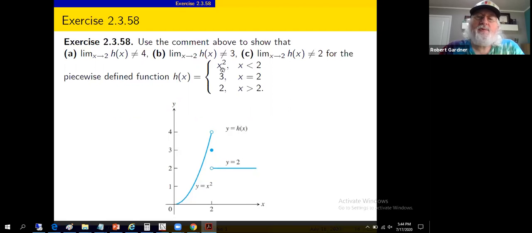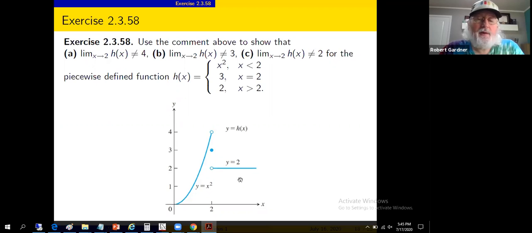We get y equals x squared when x is less than 2. Okay, it looks like they've taken the domain to be 0 and greater. We get a parabola over here, y equals x squared. At x equals 2, the function takes on the value 3. At 2, we get out the point 2 comma 3. And for x greater than 2, the function's a constant function 2. So it comes in 3 pieces.